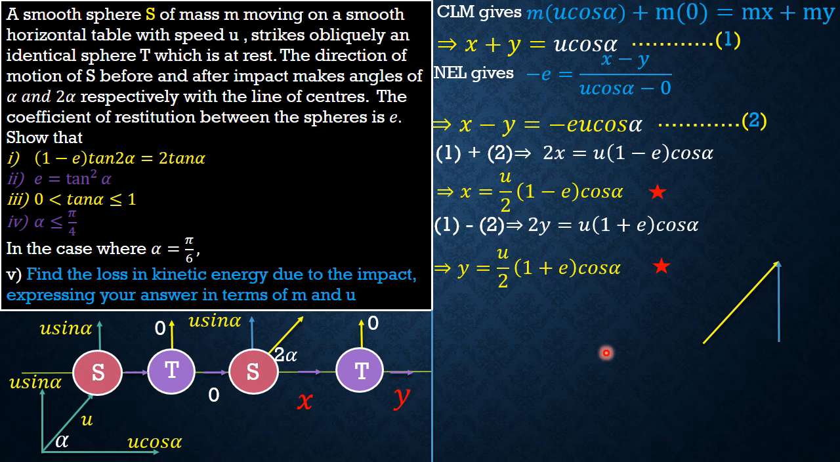Then horizontally, guys, to complete this right angle triangle, horizontally is going to be what? X. So we are going to have it here like that. So this component up is u sine alpha. Then the horizontal component, we can call it the value of x. And what is the value of x, guys? It is u over 2 into 1 minus e cosine of alpha.